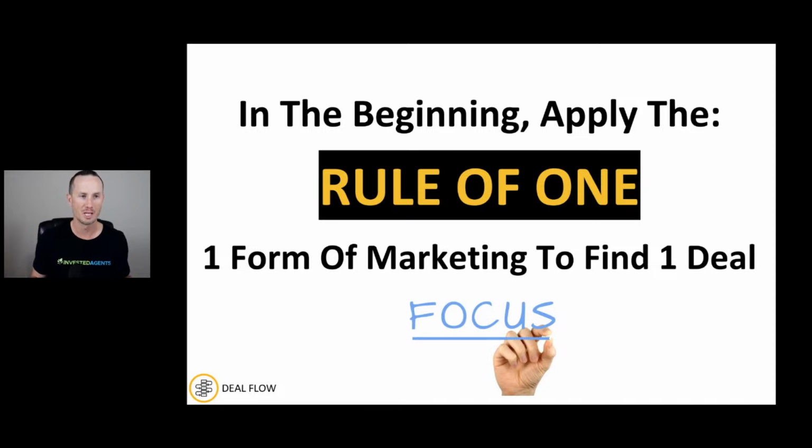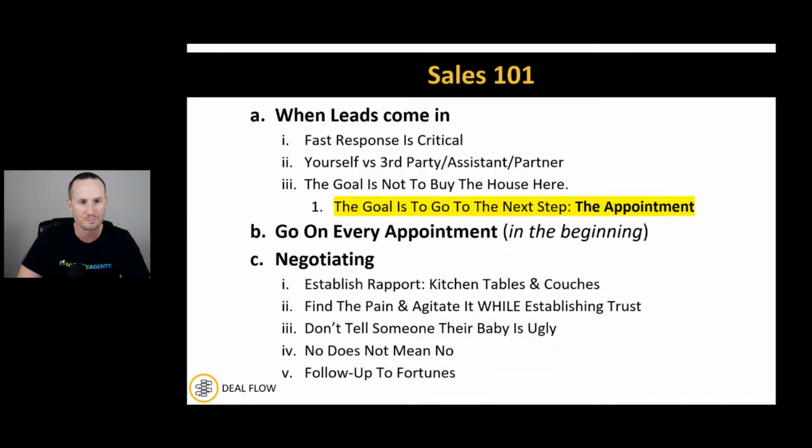Now, in the beginning, again, the rule of one. You don't need 5 forms of marketing. You just need one. And focus on it like crazy. Obsess over it. Keep focusing on that one until you get your first deal. Then continually improve until you can master it and you have consistent deal flow, and then start adding extra marketing lead valves. So what do you do when a lead comes in?